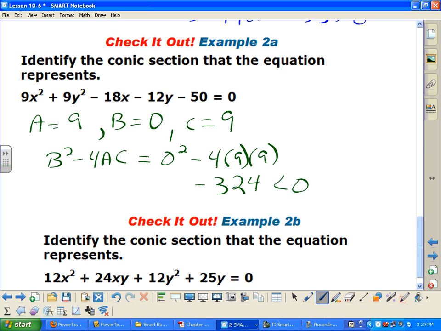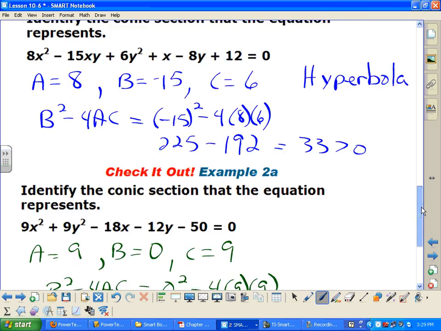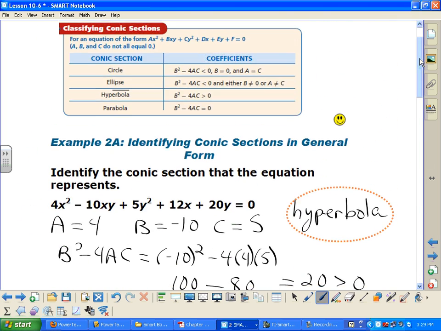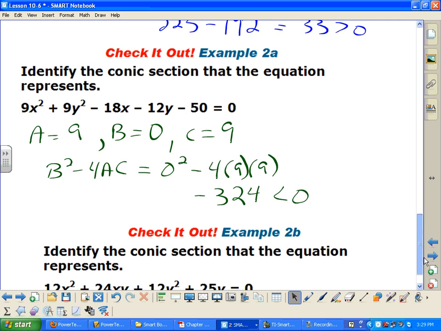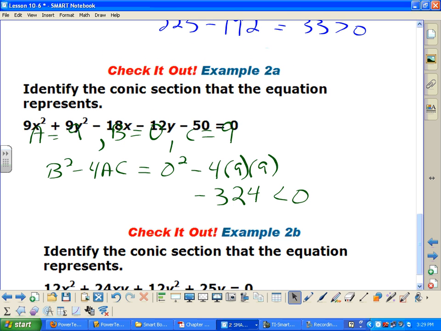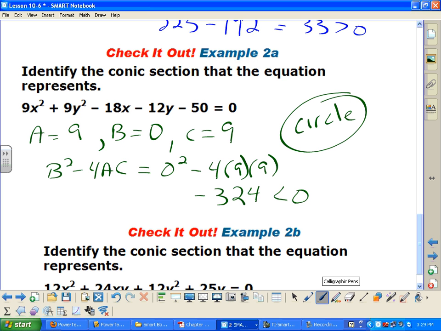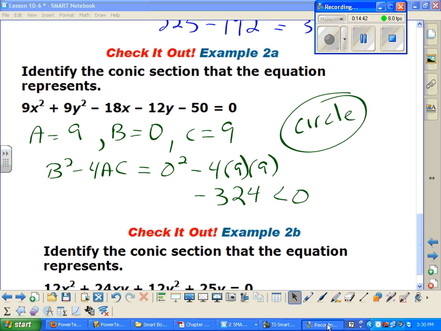So that means it's either going to be a circle or an ellipse. And so we have to compare the values of A, B, and C. So if we go back up here, if B is 0 and A equals C, which is the case here, then this one would be a circle. So there we have identifying the conic sections when they're in general form.